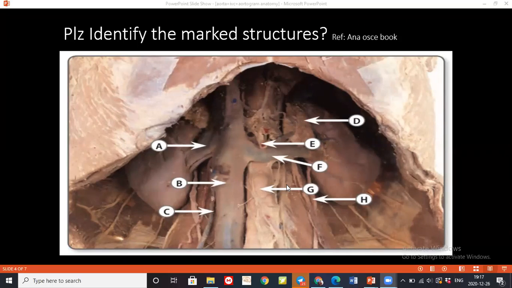All right. Number D. D is here. This is the suprarenal gland, very good. E, please. It is the left suprarenal gland. Yes, E is the superior mesenteric artery. Very good. F, please. F is the left renal vein. Very good. G, please. G is the abdominal aorta. Very good. H. H is the left ureter.